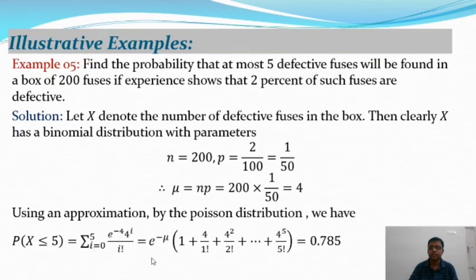So from this we get e to the power minus mu into, if we put i equal to 0 we get 1, i equal to 1 we get 4 by 1 factorial. After taking e to the power minus 4 as common, we get 1 plus 4 by 1 factorial plus 4 square by 2 factorial, and up to 4 to the power 5 by 5 factorial, and from this we get 0.785. So this is the required probability of at most 5 defective fuses being found in a box of 200 fuses.